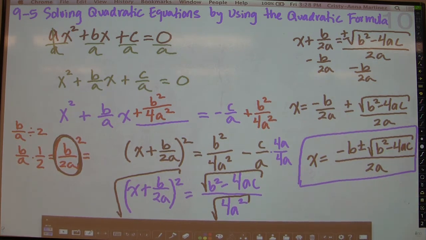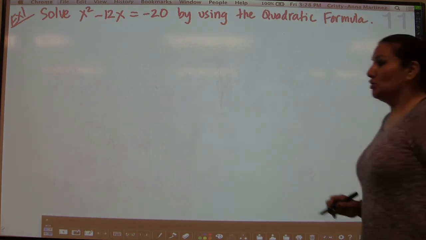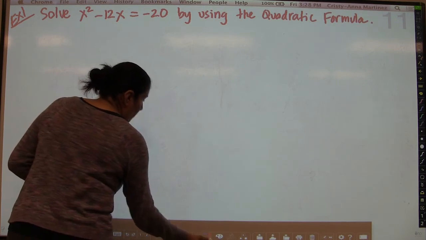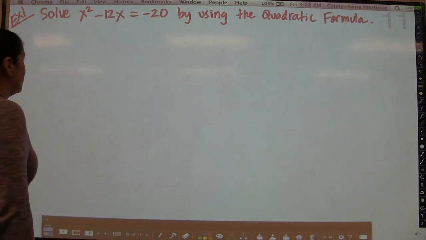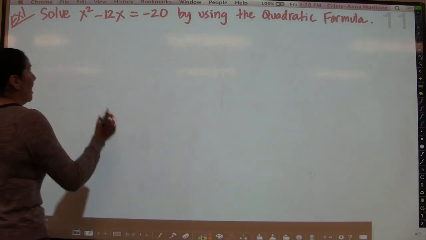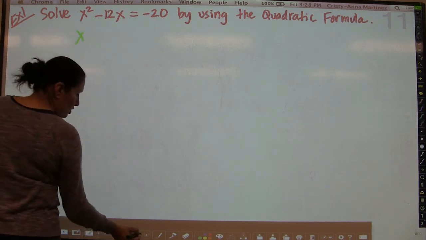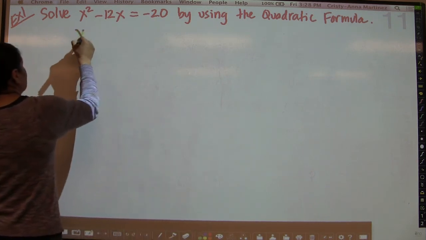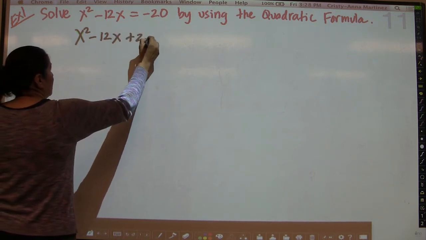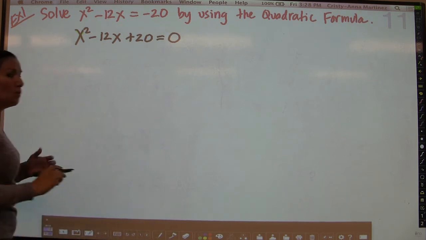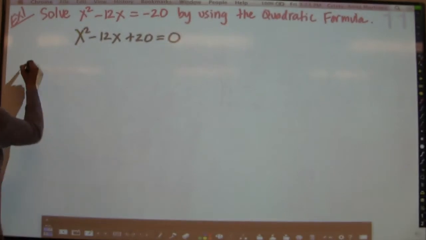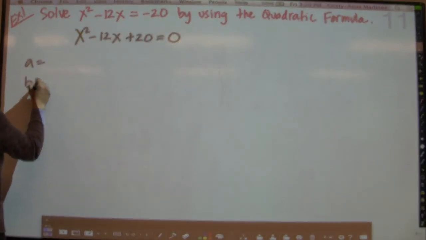I have enjoyed it. And so now we're actually going to use the quadratic formula to get busy solving these equations. Here we go. It says solve x squared minus 12x equals negative 20 by using the quadratic formula. The first thing we need to do is write this in standard form. So we're going to take x squared minus 12x and bring this negative 20 to the other side so that x squared minus 12x plus 20 equals 0. You definitely want your quadratic to be in standard form equated to 0 before you begin. You also want to keep note of what a, b, and c are.